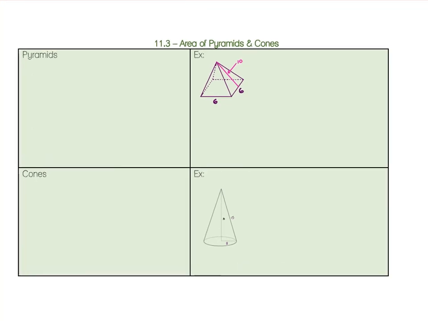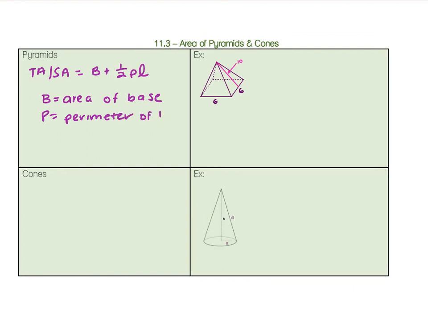So the pyramids, the total area or the surface area, again, because they're interchangeable, for the pyramid is B plus 1/2 PL, where B, again, is the area of the base, P is the perimeter of the base, and L is the slant height. So sometimes in the homework, I gave you the height. You had to find the slant height using the Pythagorean theorem. Though again, that's not the case this time.